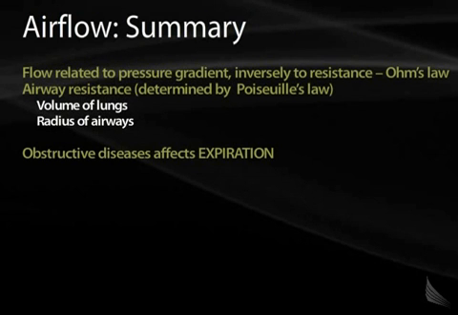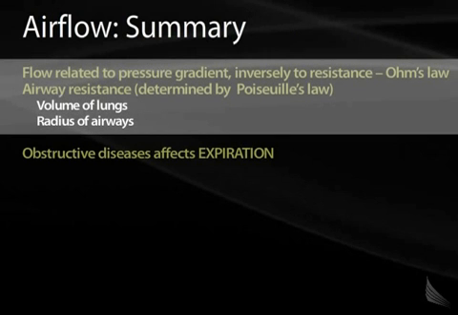Summarizing some points in airflow. Remember, the flow is directly related to the pressure gradient. It's inversely related to the resistance from Ohm's law. The airway resistance is determined by Poiseuille's law. And the most important component of that is the radius of the airway. So if we want to change the resistance, the best thing we can do is change the radius of the airways. Obstructive diseases are diseases of exhalation.